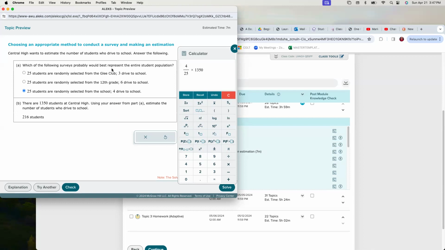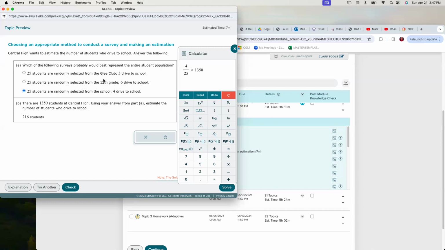Our goal is to get the sample that best represents the entire student population. And when we do that, we want to select them in a way such that, again, each possible sample of the same size, in this case 25, gets an equal chance of being chosen. Or, as your text says, each student has an equal likelihood of being selected. And that would be this third option.